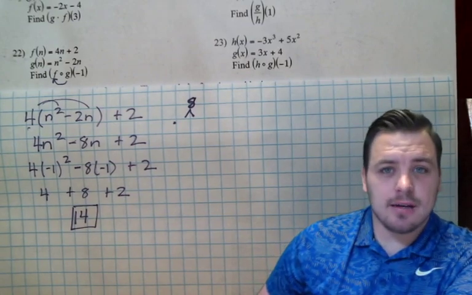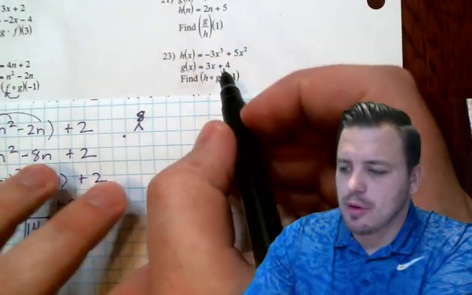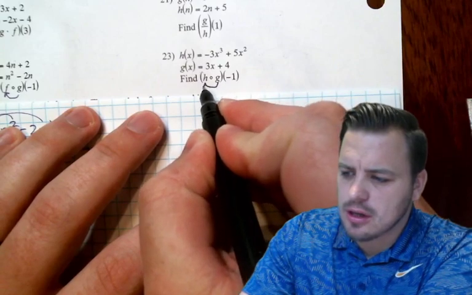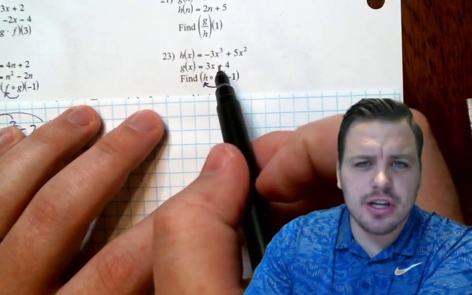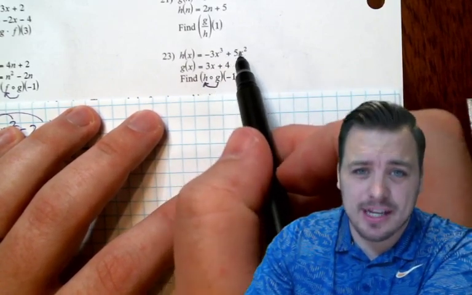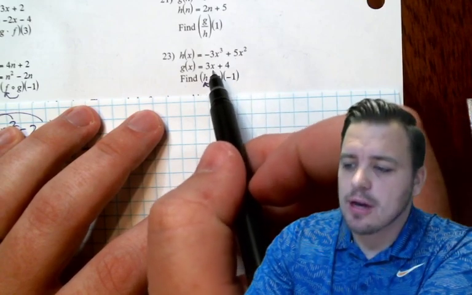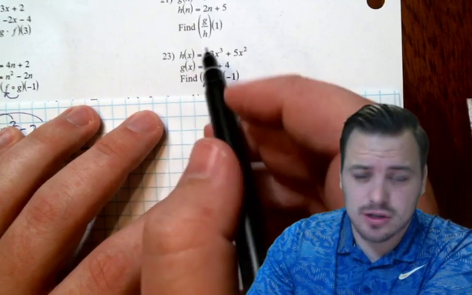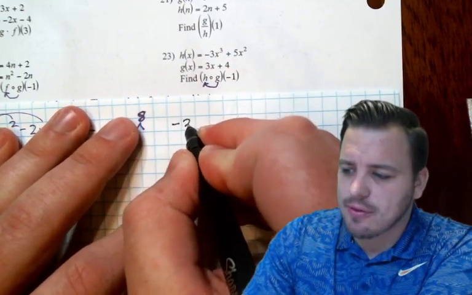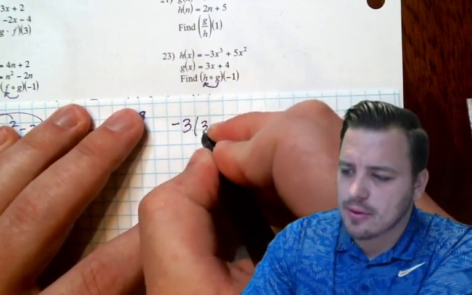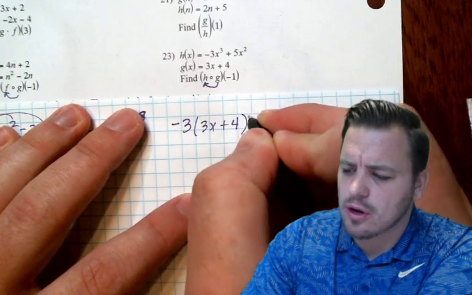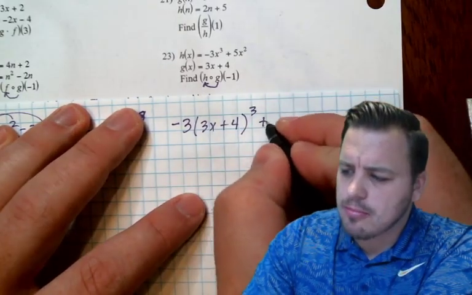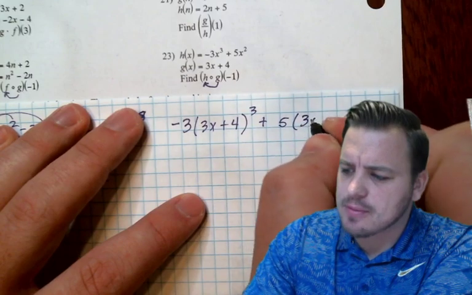Looking at number 23 now. So plug G into H. But now notice this is G, so I need to plug it into both H's. Or, excuse me, plug 3x plus 4 into both x's of the H. So I say -3, and I'm going to say (3x plus 4) cubed plus 5 times (3x plus 4) squared.